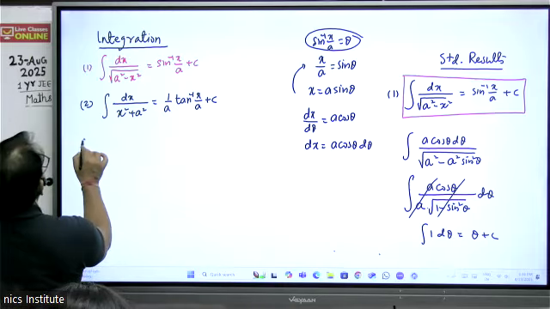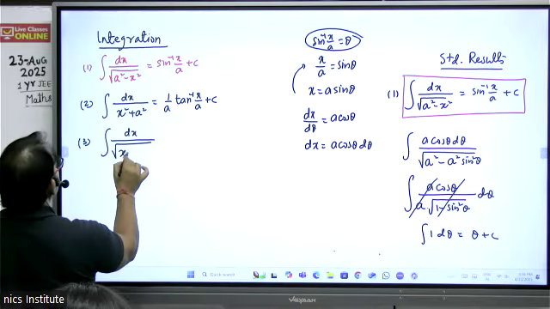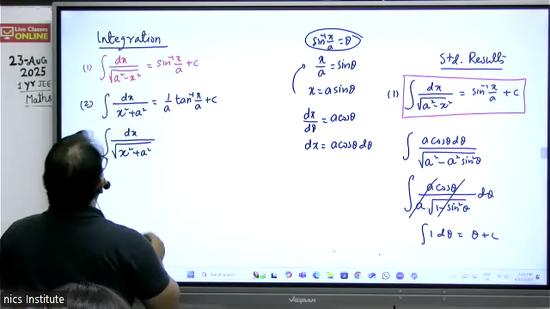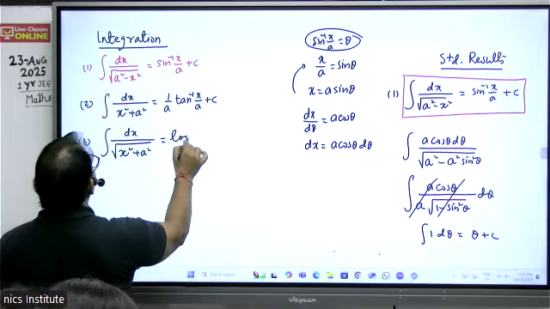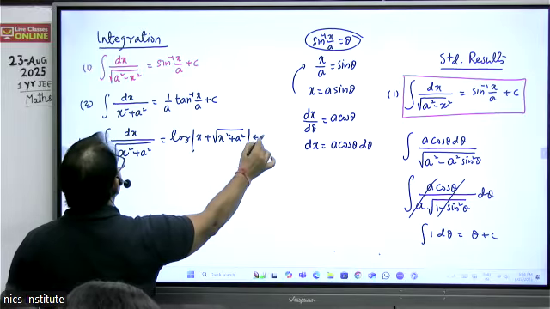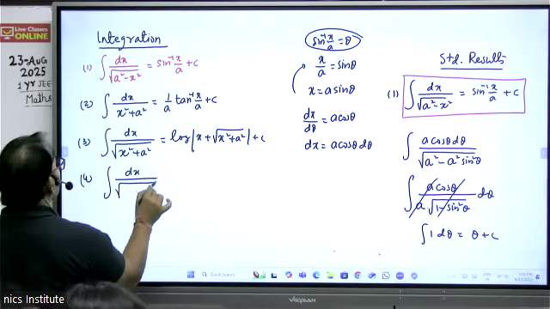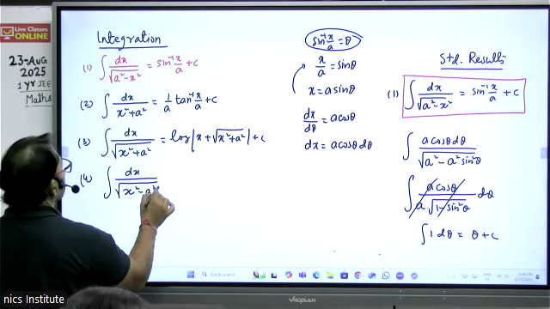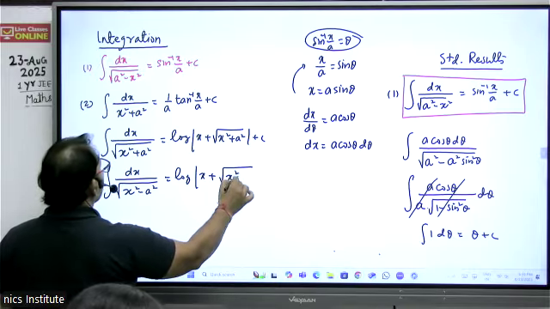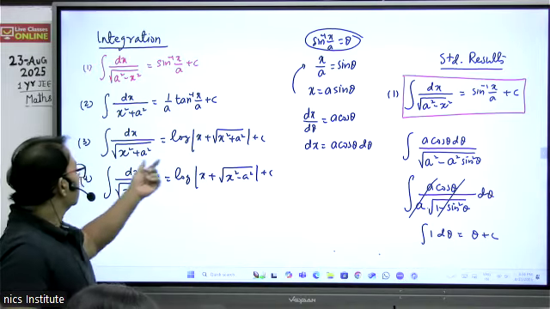Third, integration dx divided by under root of x square plus a square. It would be log mod x plus under root of x square plus a square. The fourth one is dx divided by under root of x square minus a square. It will be again log x plus under root of x square minus a square. So this term will be over here. This term will be over there.